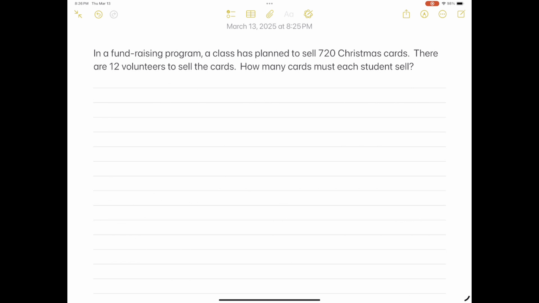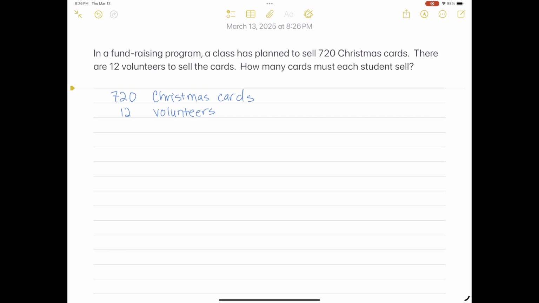In a fundraising program, a class has planned to sell 720 Christmas cards. There are 12 volunteers to sell the cards. How many cards must each student sell? So write down the facts of the problem: 720 Christmas cards, 12 volunteers.